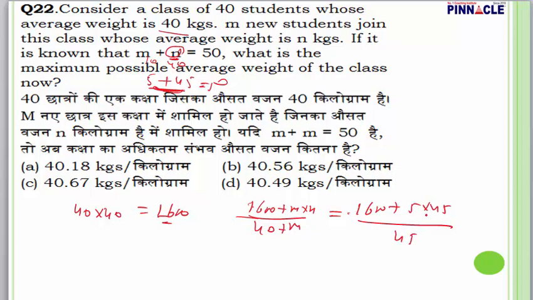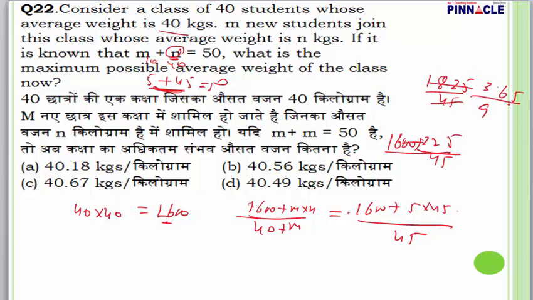This is equal to 5 into 45, that would be 5 into 5, 25, and 225 divided by 45, plus 1600, that is making 1825 divided by 45. You can cancel by 9, we will have 365 by 9. 365 by 9 is equal to 40.56.